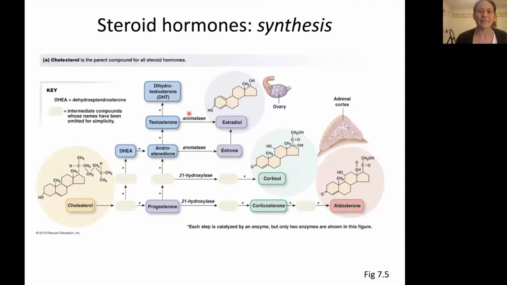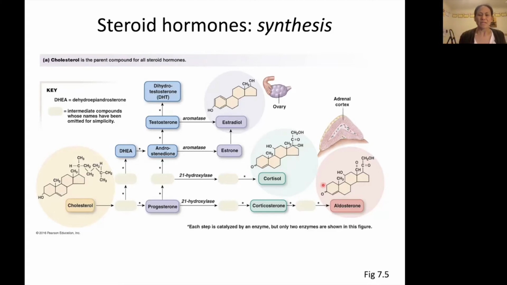First of all, steroid hormones are all synthesized from one precursor molecule, cholesterol. Okay, so they're all made from cholesterol. This diagram shows the synthesis pathways for a variety of steroid hormones. So we've got estradiol, which is a reproductive hormone. We've got cortisol, which is a kind of a stress hormone. And then we've got aldosterone, which is involved in like salt balance.